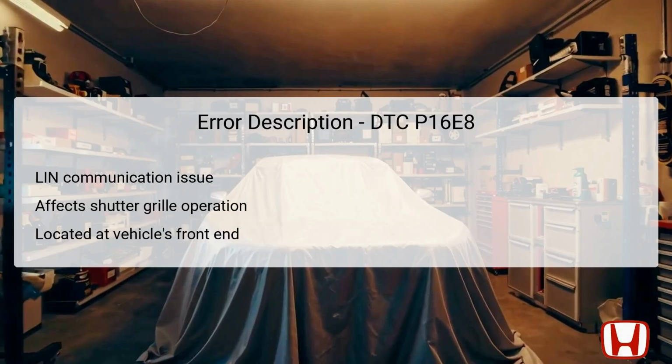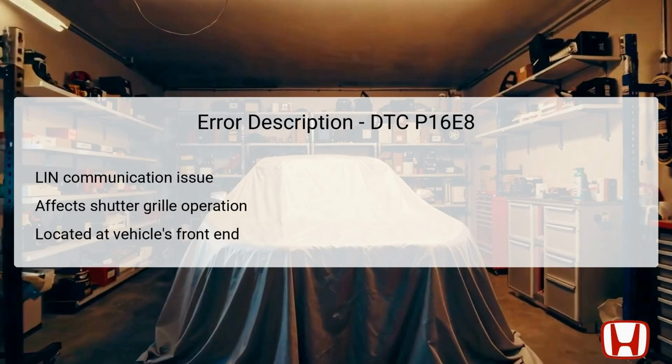The error description for DTC P16E8 signifies a LIN communication failure with the shutter grille. The local interconnect network, LIN, is a single-wire serial communication protocol used in automotive applications to connect lower-speed devices. It plays a critical role in facilitating communication between the PCM and the shutter grille. Located at the front of the vehicle, the shutter grille adjusts airflow to optimize engine cooling and aerodynamics.